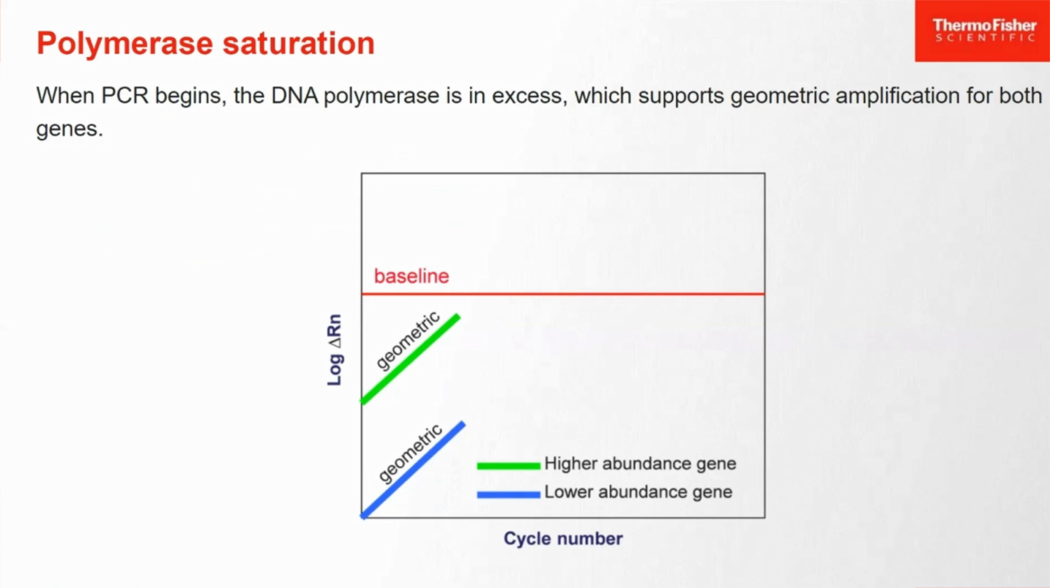So I'm going to illustrate polymerase saturation with a hypothetical example. Let's suppose that I have a duplex. I have an assay for a gene which I've colored green, and that gene is more abundant, let's say, in my samples. Then I have a second assay which I've colored blue, and this is for a lower abundance gene. So when I run the experiment, I first hit start. Initially, both the green and the blue genes are in the exponential or geometric phases. And that's good, that we want to maintain that relationship between initial target quantity and geometric amplification. So far, so good.